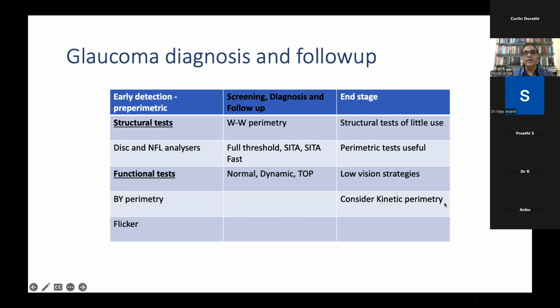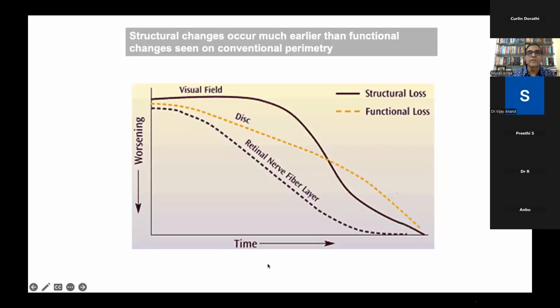Perimetry is more useful in moderate and advanced glaucomas. In early glaucomas, use structural tests like OCT, and in the mid-range of mild and moderate glaucoma, standard white-on-white perimetry is enough for diagnosis and follow-up. We have been taught traditionally that changes in the structure will occur earlier than functional loss, which is seen on perimetry. This is standard teaching.